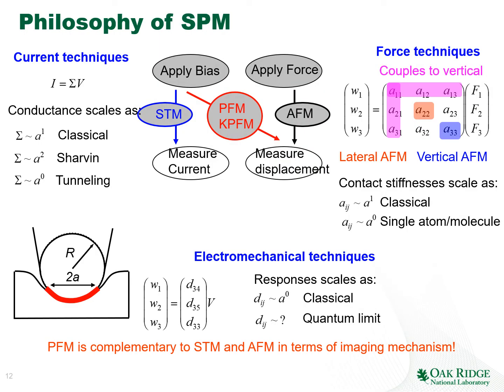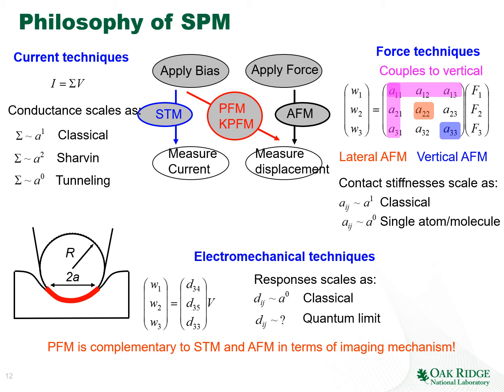So one of the important things about the PFM, kind of continuing the slide of the philosophy of scanning probe microscopy techniques, is that the nature of the signal very much depends on what we apply and what we measure, and that determines both the tensorial nature of the signal and the scaling with the contact radius. So for example, in techniques such as STM or conductive AFM, we apply bias and measure current, and the signal is scalar. Also, this signal strongly depends on the contact radius. It's either the first or second power of the contact radius between the tip and the surface.